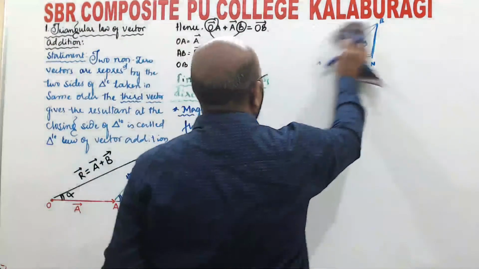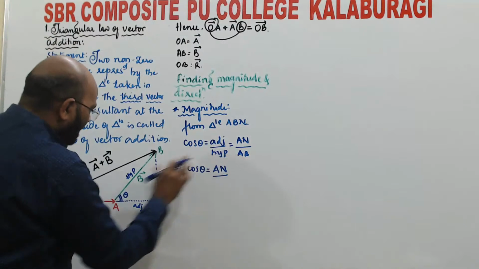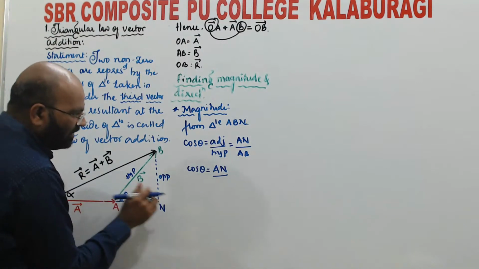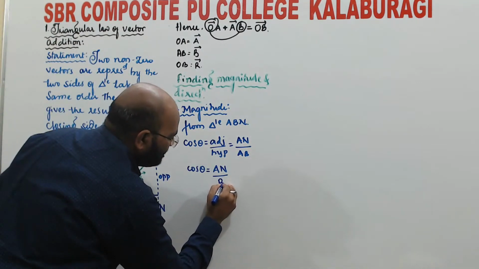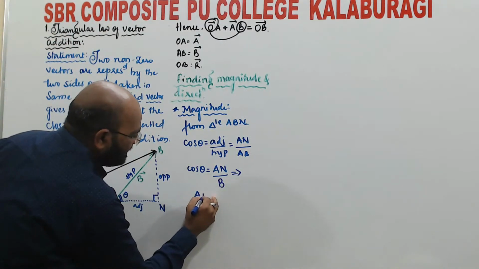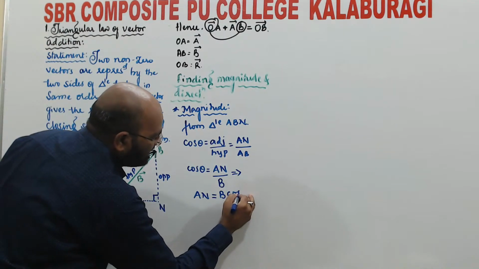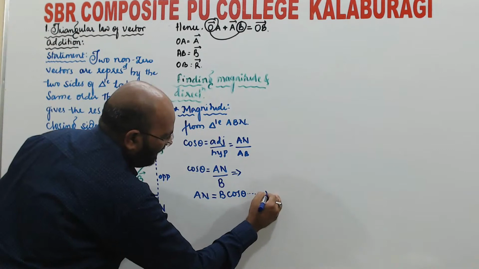Here, once you consider cos theta is equal to AN by AB, and the AB value is B, then make a cross multiply. We get the value of AN is equal to B cos theta. Say this is equation number 1.